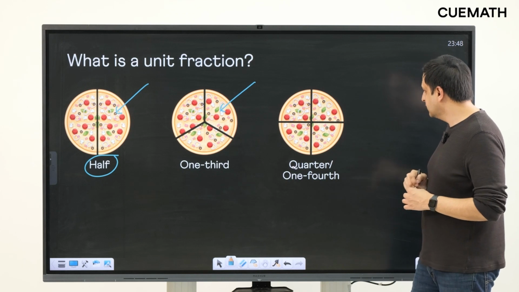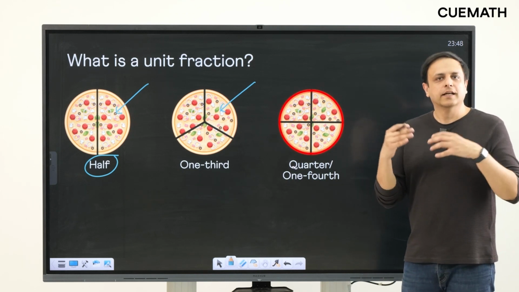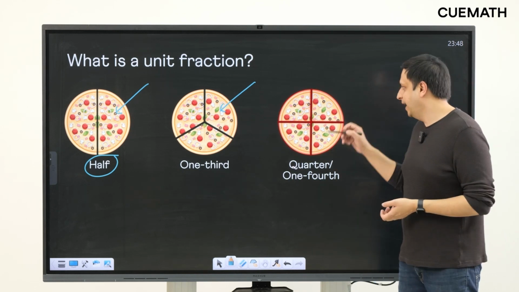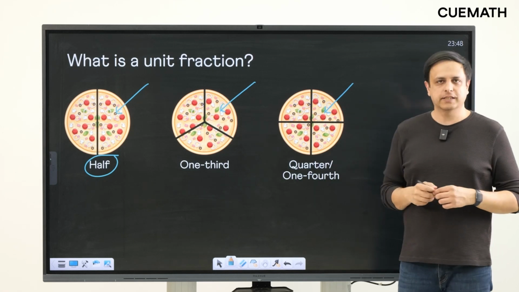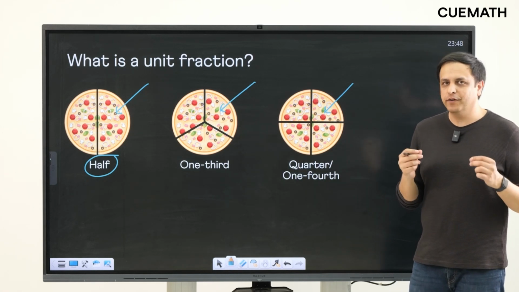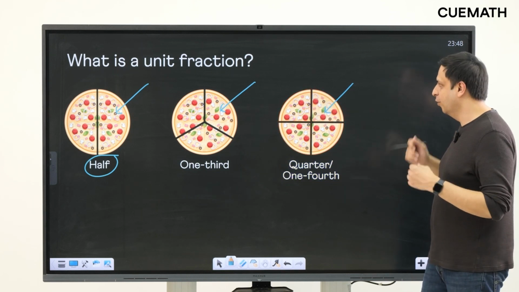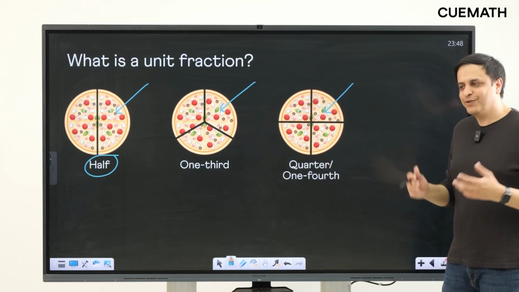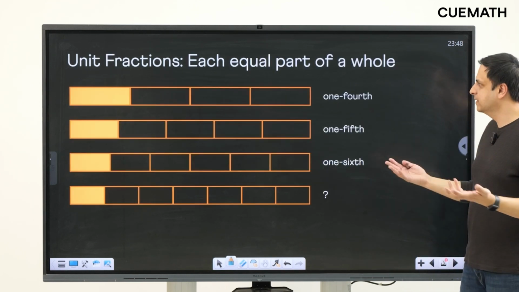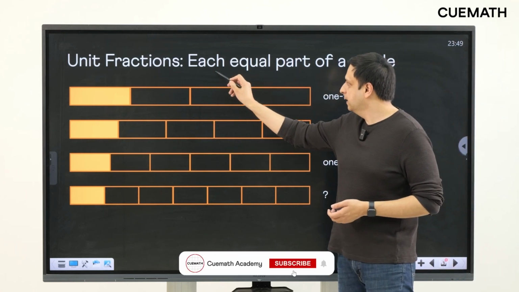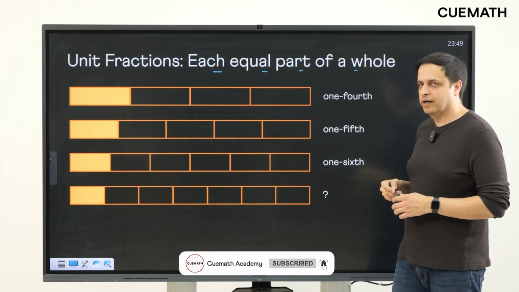And if you take a look at this picture here, this has the whole pizza divided equally into four parts. And if you take any one of those four parts or slices, that represents the unit fraction 1/4, also called a quarter of the whole pizza. So that is what a unit fraction is. Very simple. A unit fraction is simply each equal part of a whole.